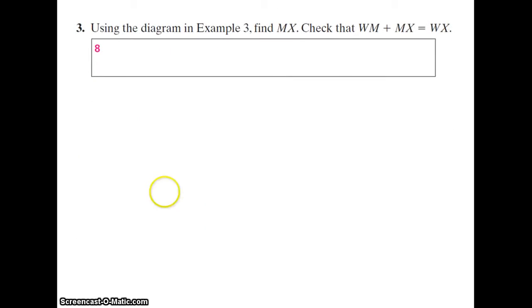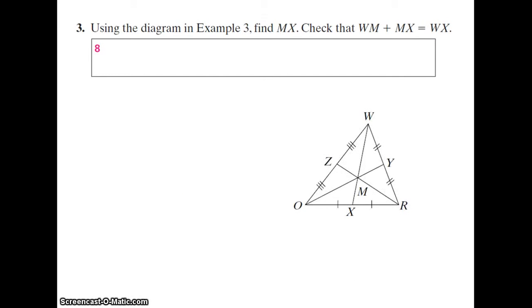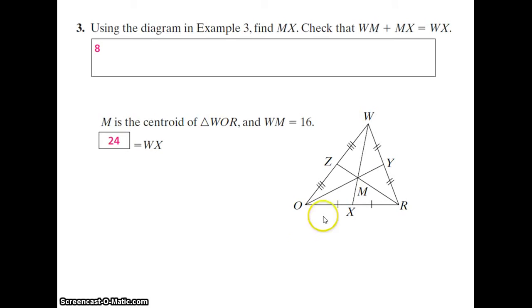All right, and 3, using the diagram in example 3, find MX. So we need the diagram from example 3. Check that WM plus MX equals WX. We already know that M is the centroid of WOR, and WM equals 16. And then we figured out that WX was 24, so pretty easy math here. 24 minus 16 gives you 8.